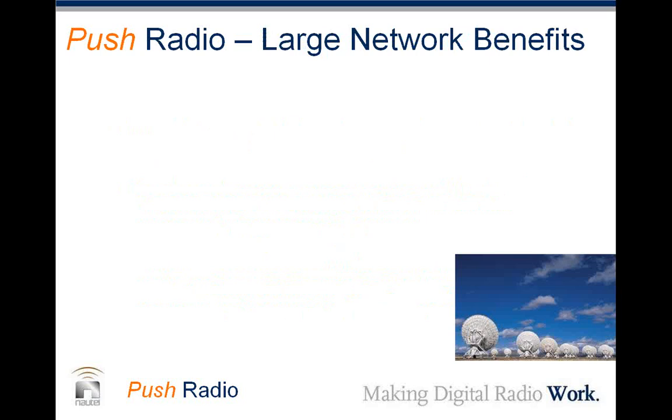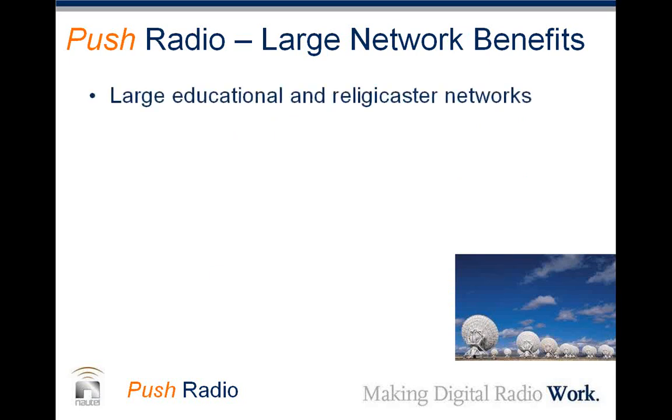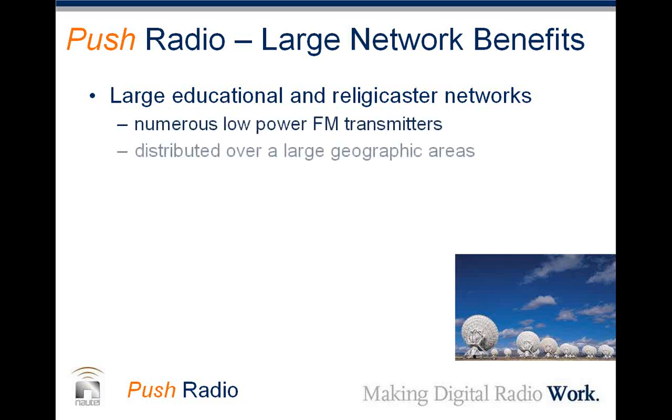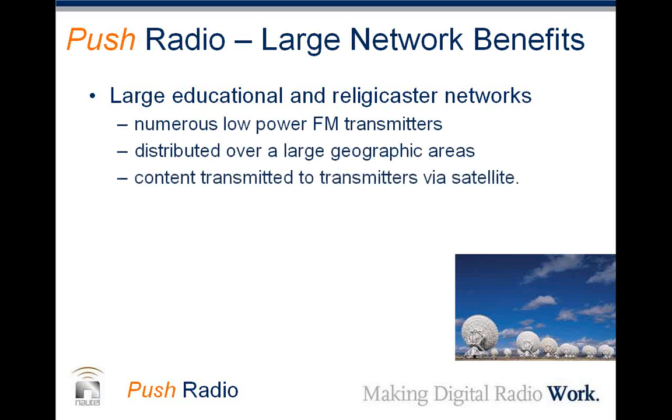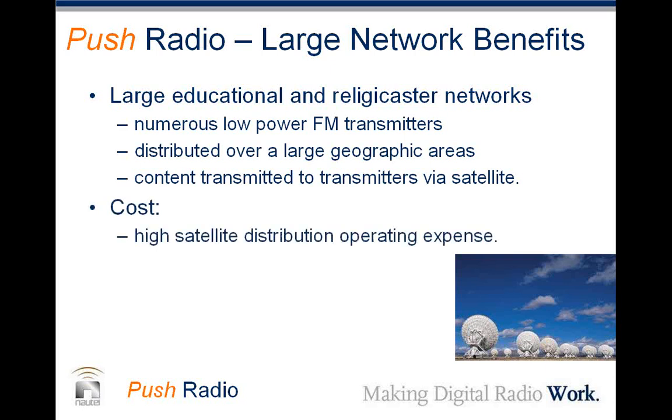So what are the benefits in terms of large networks? Well, around the world, there are a class of stations, tend to be educational or religious broadcaster types of networks, where you literally have hundreds of low-powered FM transmitters, and their content is distributed to these large networks, typically via satellite, because they're distributed over a large geographic area. The problem is that the satellite carries with it high satellite distribution operating expenses. Oftentimes it's the largest single expense in these networks.